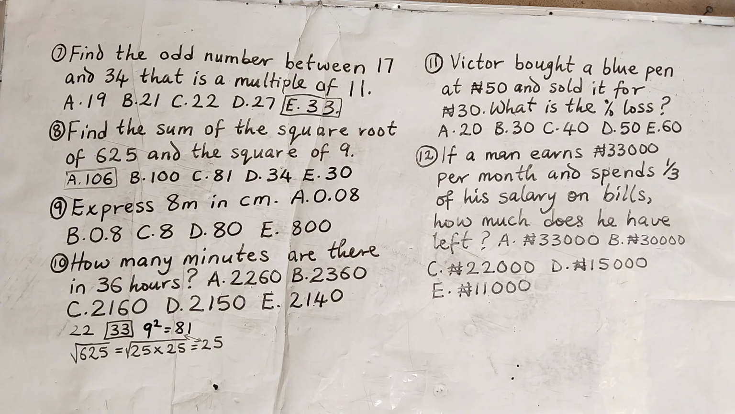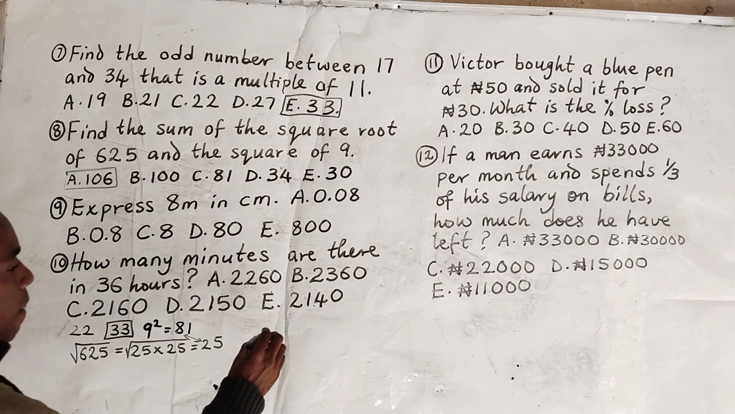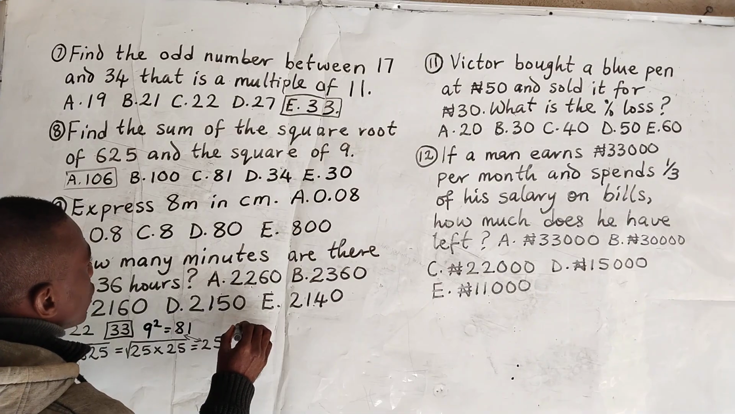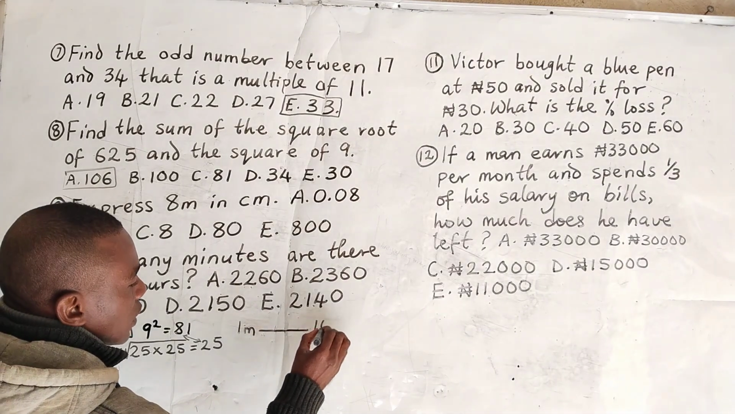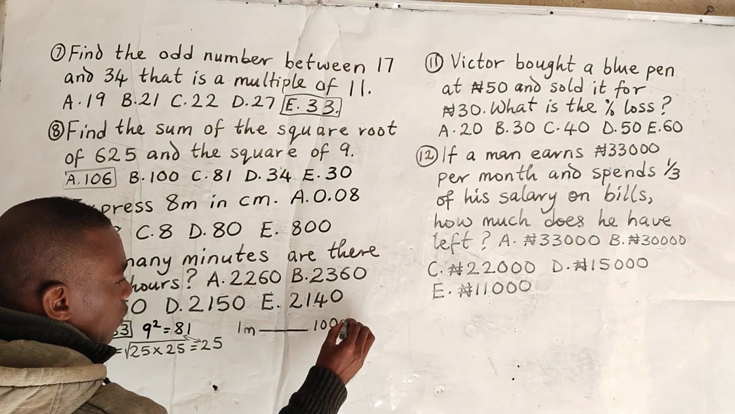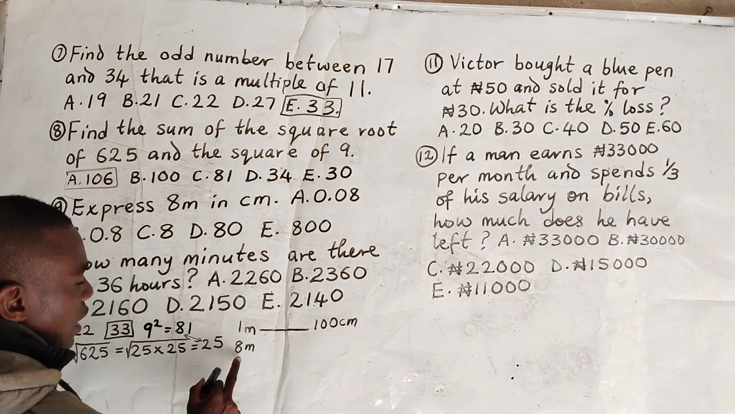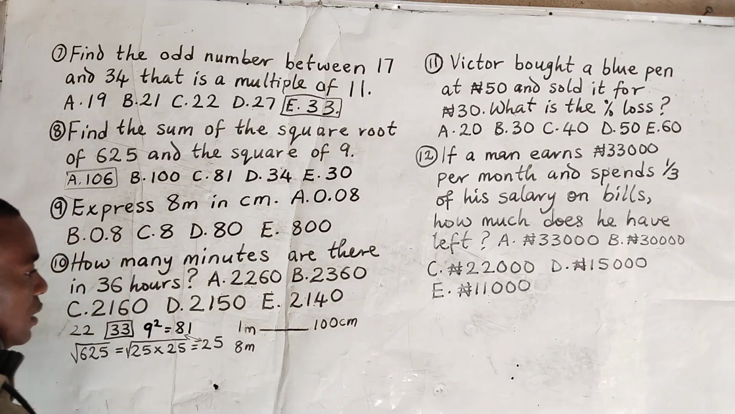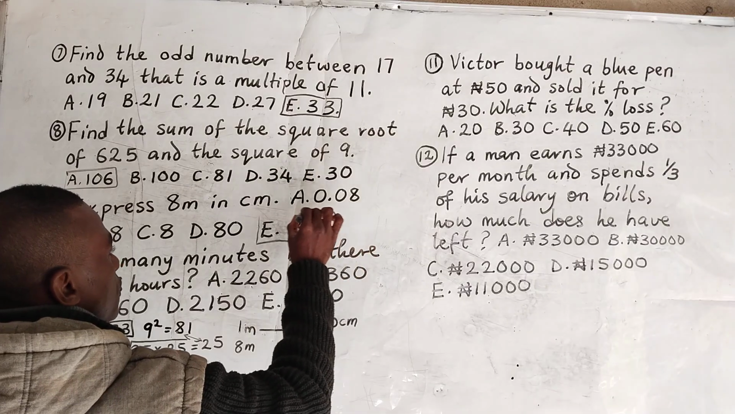We move to question number 9. We are asked to express 8 meters in centimeters. Now, 1 meter is equivalent to 100 centimeters. Okay, so what it means is that 8 meters will be 8 multiplied by 100. It will give us 800. So answer to this question is option E.